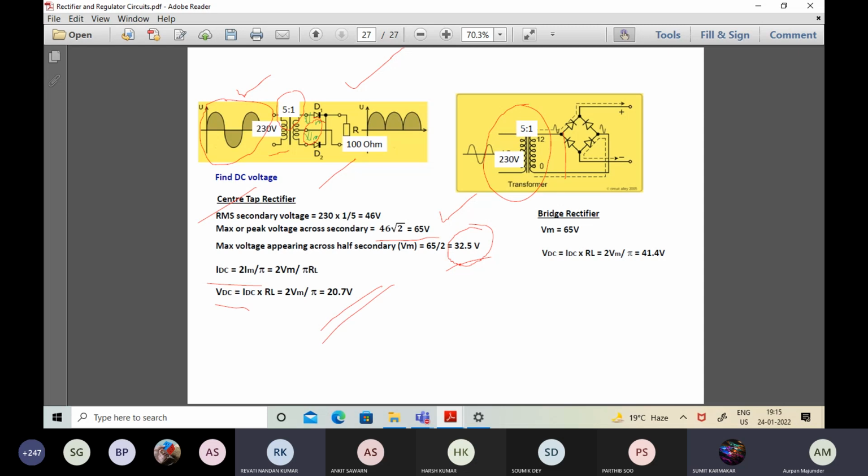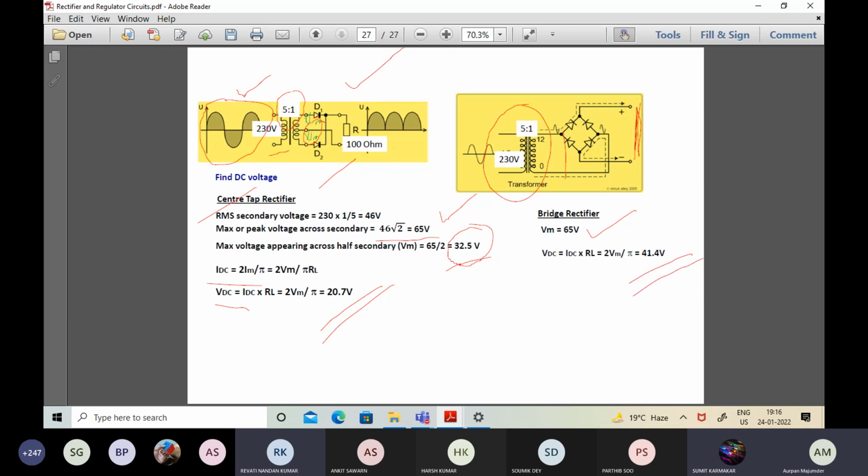However, when the same design is taken up in the context of the bridge rectifier, the value of VM is the same 65 volts, as there is no center tapping here. So the 65 volts peak is applicable to this Wheatstone bridge, and the load resistance is connected here, which is not shown, but it is connected. If I want to find the value of VDC, the same idea of 2 VM by pi applies. Applying the formula, we get a value equal to 41.4 volts.